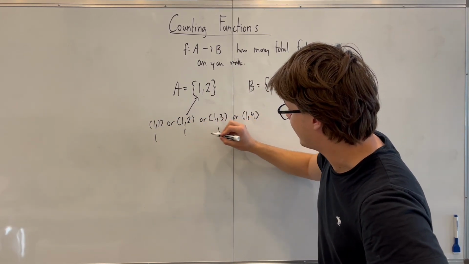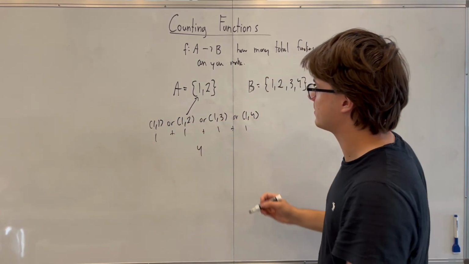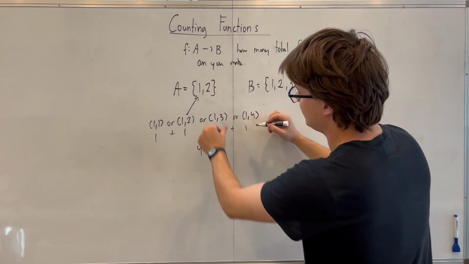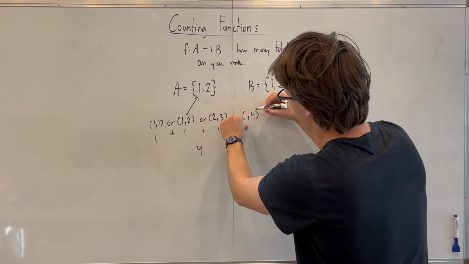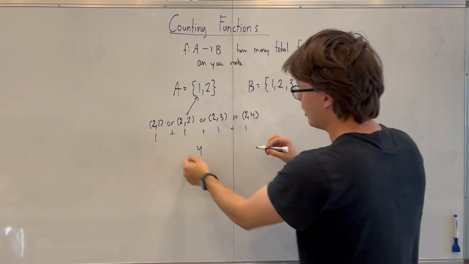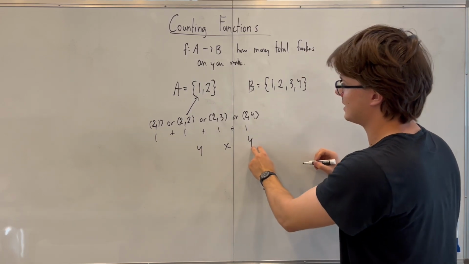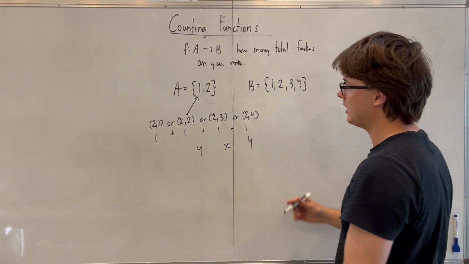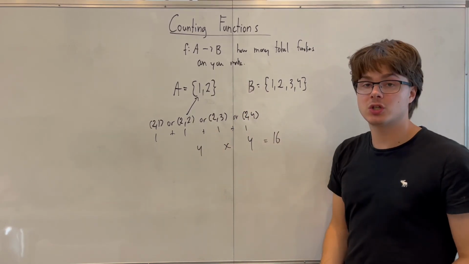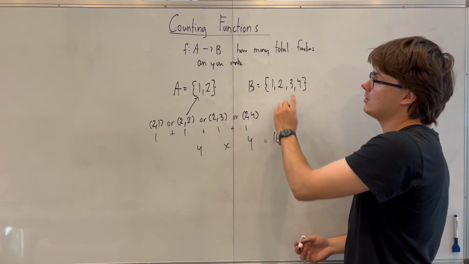So there are obviously 4 possibilities here. We add them together and we get 4 possibilities to map 1. Similarly, we're going to get 4 possibilities to map 2 if we just want to replace these all with 2's. There we go. We find that there are 2 elements to map. Once again, multiplication. We find that there are 16 ways that you can create functions using these 2 sets going from A to B.